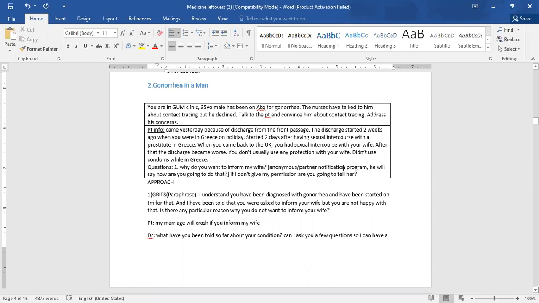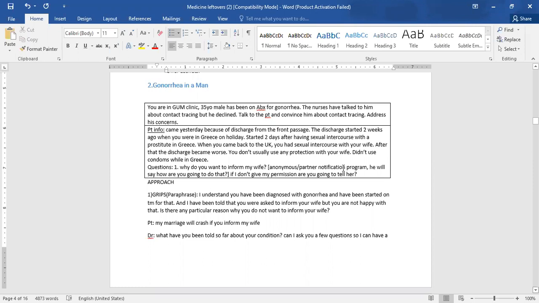Okay, so this scenario would be a one-to-one approach. You're not going to just talk on your own. You have to talk with the patient, you have to deal with the patient, you have to converse one-to-one. So it would be a kind of dialogue exchange scenario.